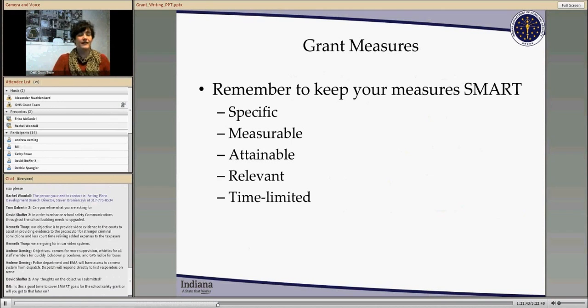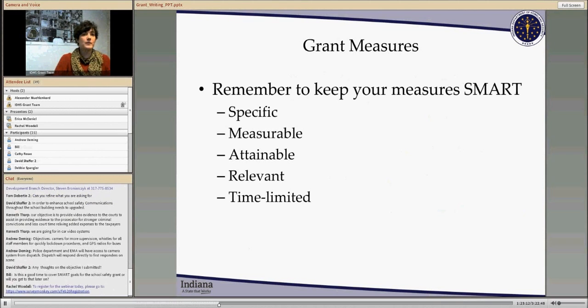And just for Bill, he is a good prognosticator. Your grant measures. Remember to keep your objectives, your measures SMART. And again, specific, measurable, attainable, relevant, and time limited. If you keep that in mind when you're talking about your objectives, you are going to have very, very strong objectives for whatever grant program you are applying for. Any questions about objectives and performance measures before we move on?